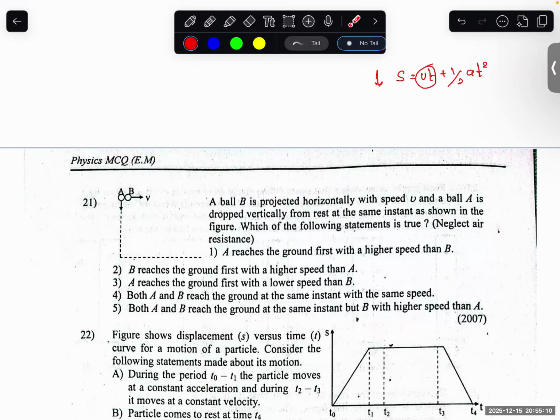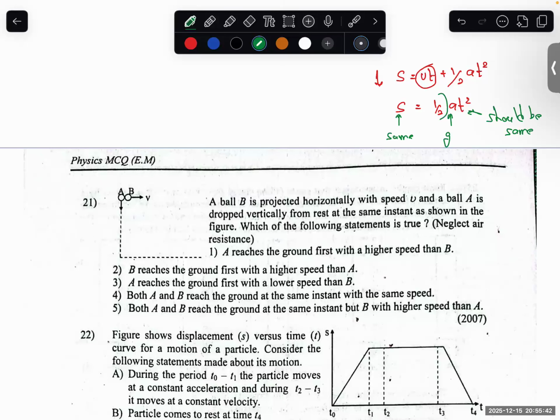So what you do is you have to write this explanation in whatever explanation note you are making. You should have a complete note for every chapter. So what you do is you say u is 0, so s is equal to half at squared. What you mark is the same. Half is a constant, so it's the same. a, g same. So t should be the same. This is the explanation you write.